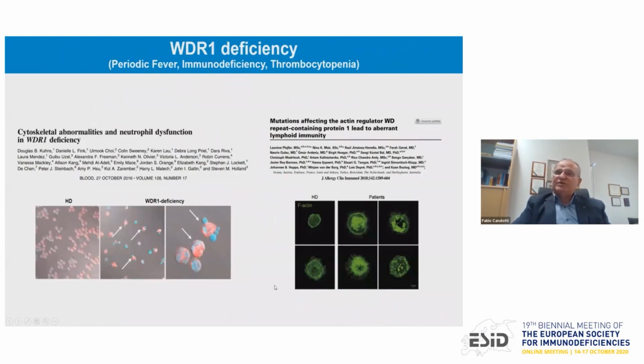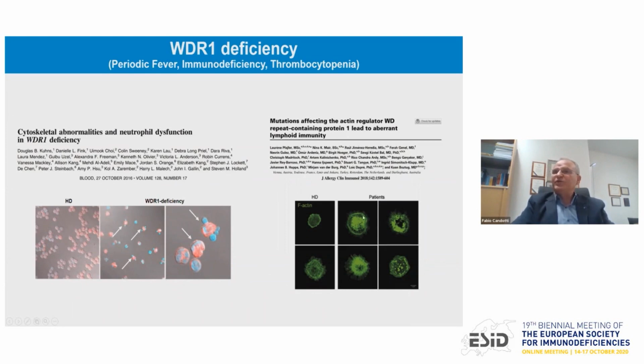And this is what was seen in patients found to be carrying mutations in the WDR1 gene, both by Steve Holland and by the group of Kahn Watson. As you can see in this picture, where actin is colored in red and the nucleic acids are colored in blue, the amount of actin in the cells from the healthy donors is clearly reduced compared to the cells from the patients, in this case neutrophils.